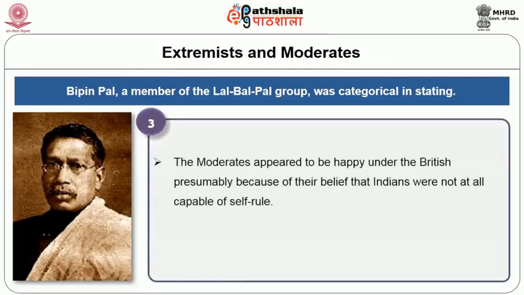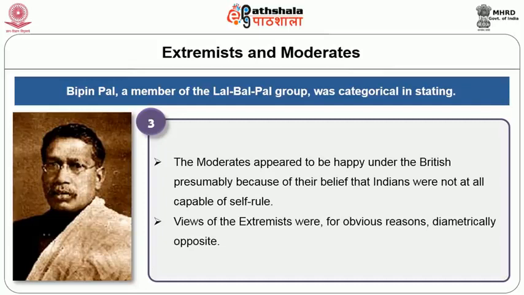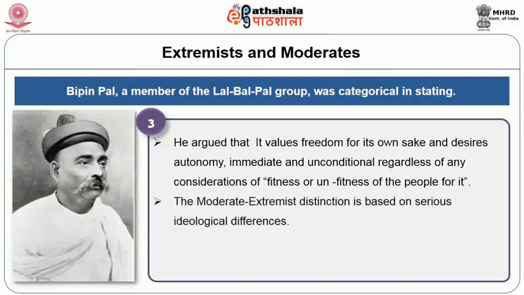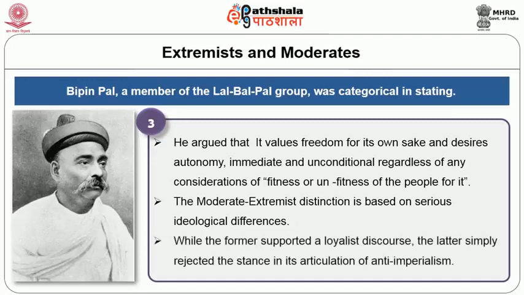Thirdly, the moderates appeared to be happy under the British, presumably because of their belief that Indians were not at all capable of self-rule. Views of the extremists were, for obvious reasons, diametrically opposite to this idea. Furthermore, he values freedom for its own sake and desires autonomy, immediate and unconditional, regardless of any considerations of fitness or unfitness of the people for it. Here too, the moderate and extremist distinction is based on certain ideological differences. While the former supported a loyalist discourse, the latter simply rejected this stance in the articulation of anti-imperialism.